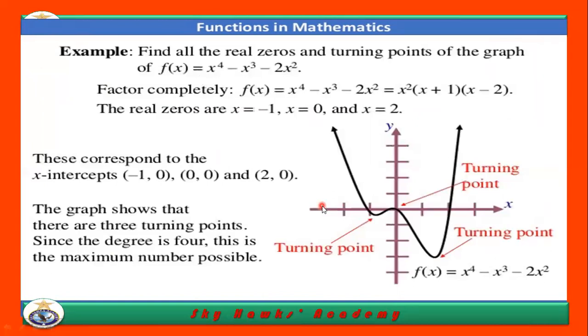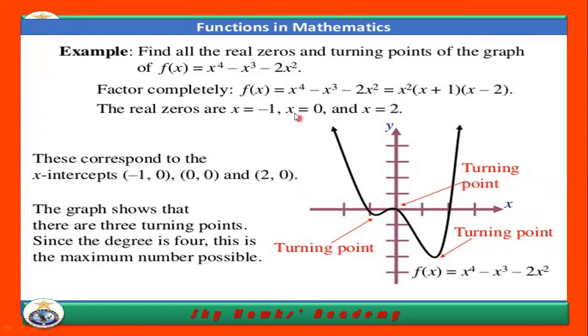So once again, this is the example. Look at this. Find all the real zeros and turning points of the graph. For example, f(x) is equal to x^4 minus x^3 minus 2x^2. Now look at the degree. Factor completely. So we are just factorizing this. So the real zeros: we put each and every factor equal to 0. So we'll get x is equal to minus 1, x is equal to 2, and x is equal to 0. So these are the real zeros.